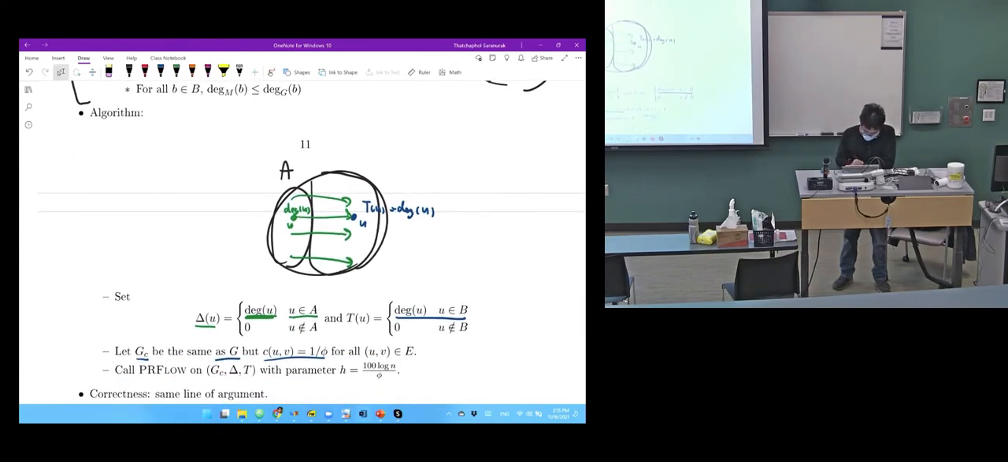Okay. And then we just call this basic push-relabel on this input. And you set h to be this much. So think of this as something small now.